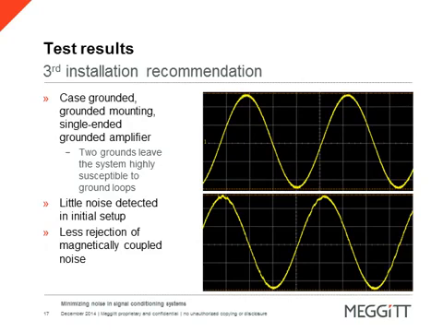Thirdly, we have a case-grounded accelerometer, grounded and mounted, to a single-ended grounded amplifier. Two grounds leave the system highly susceptible to ground loops. We have a difference of potential between the two, the accelerometer mount and the signal conditioner. Little noise is detected in the initial setup, with less rejection of magnetically coupled noise compared to our previous slides. You can see that on the lower sweep, where we're starting to pick up some of that noise into our signal.